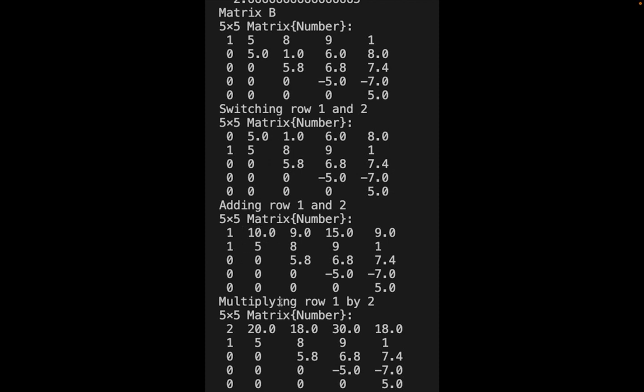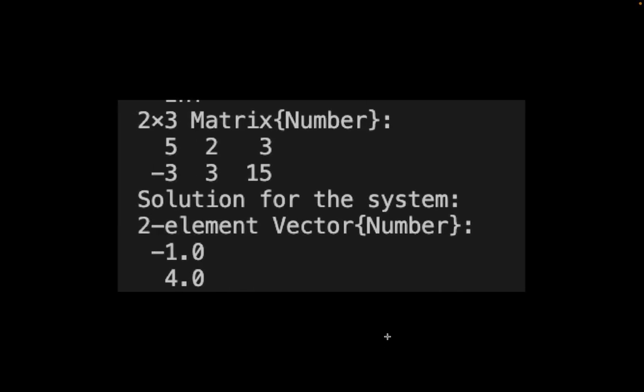If we want to multiply row 1 by 2, we can do that too. 1 multiplied by 2 is 2, 10 multiplied by 2 is 20, and this goes on for the rest of the matrix. Using these row operations, we can do Gaussian elimination. For example, we have a 2 by 3 matrix here. To solve this system, we need to have -1 as x and 4 as y. And my project is about doing these operations on symbolic matrices.